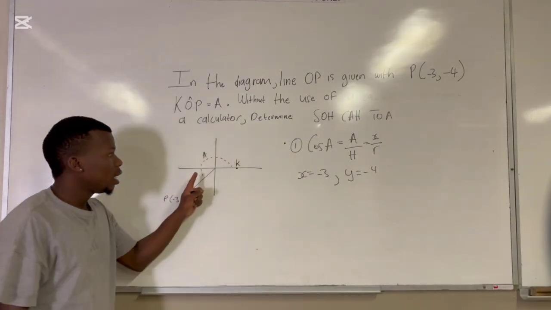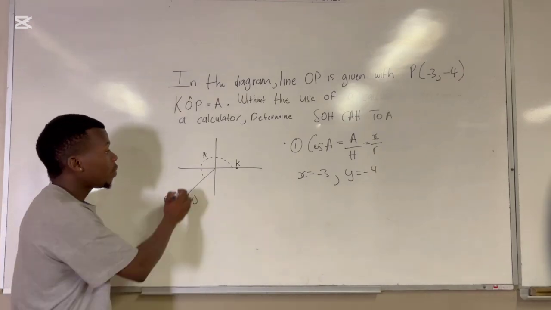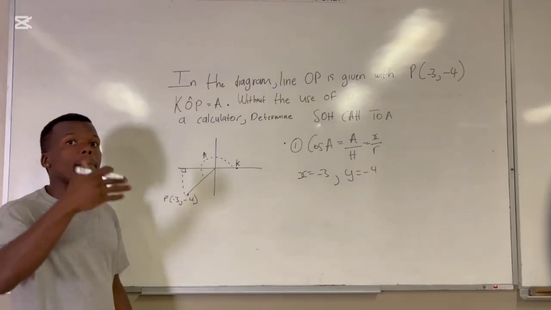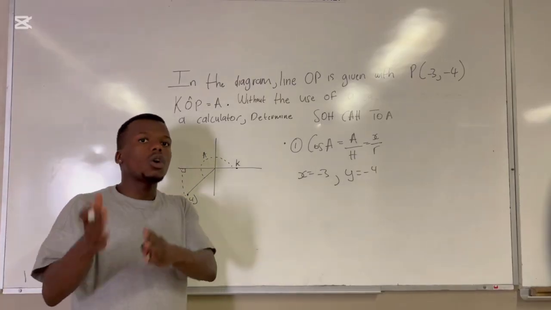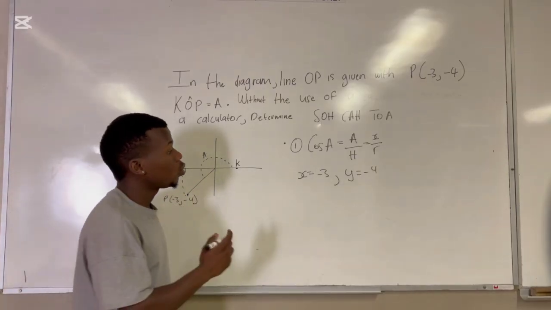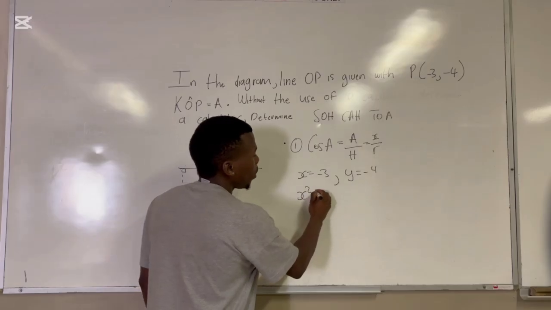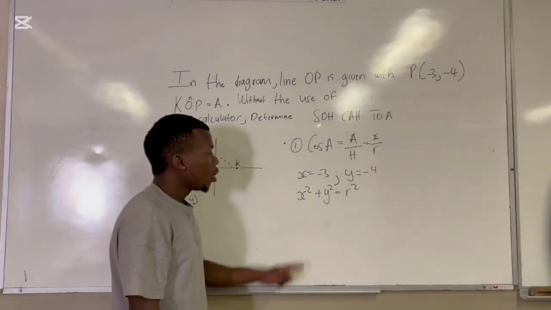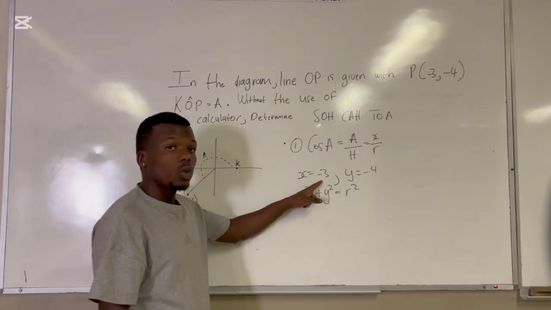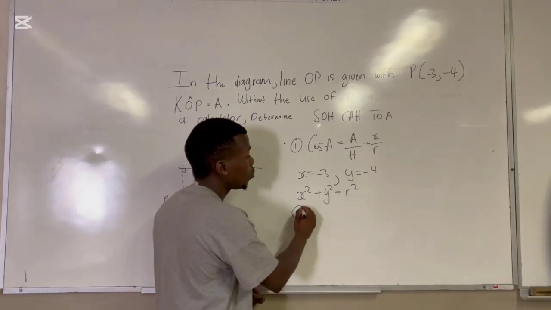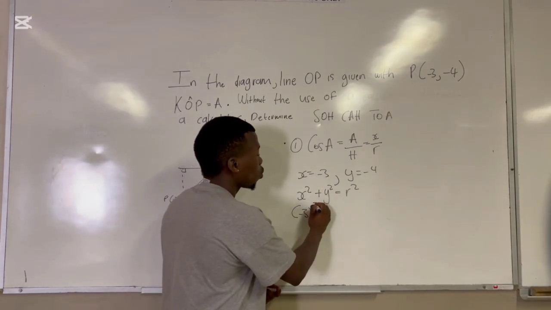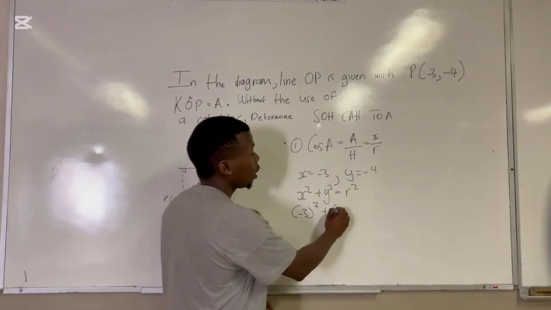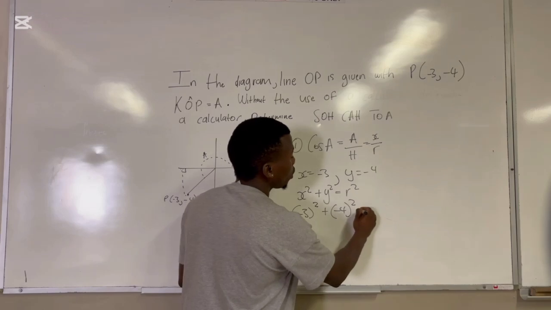But let's check something. Here we have a right angle. It means if I draw a triangle here, I will have a right-angled triangle, meaning I can call out what we call the theorem of Pythagoras, which is x squared plus y squared is equal to r squared. It means where I see x, I substitute -3. In other words, here I'm going to have (-3) squared plus, what is the value of y? The value of y is -4. It means I'm going to have (-4) squared is equal to r squared.